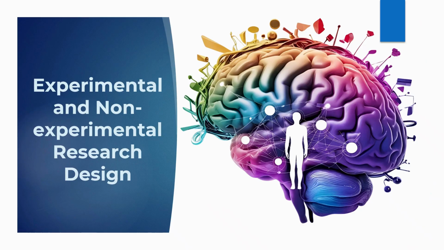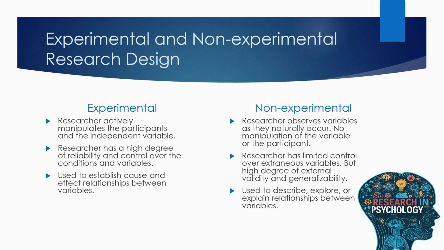Next, we have types of quantitative research design, which are experimental and non-experimental research design. So the quantitative research design could be either experimental or non-experimental, which means you can either perform an experiment or you may not perform an experiment, right? So let's do a comparative study of these also. In experimental research design, the researcher actively manipulates the participants and the independent variable, right? So that's what an experiment is all about. You will have a participant, you will have an independent variable, and you can manipulate both and see what is the effect on the dependent variable.